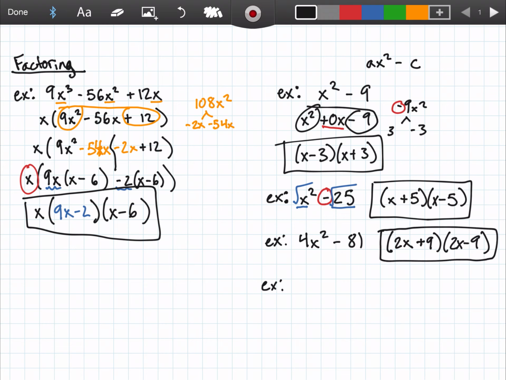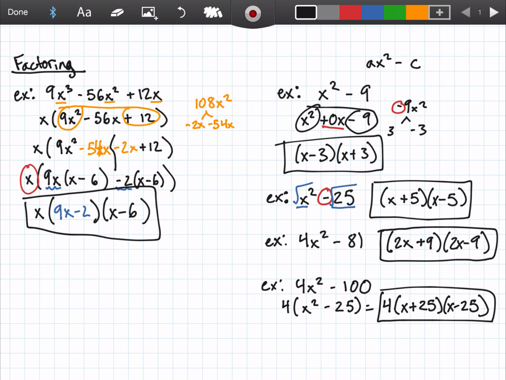One more just for good measure. If I did 4x squared minus 100, please be careful, because what's the first thing you're supposed to look for? GCF. Oh, well, they all have 4 in common. x squared minus 25. Oh, see how that changed things? x plus 5, x minus 5. There you go.